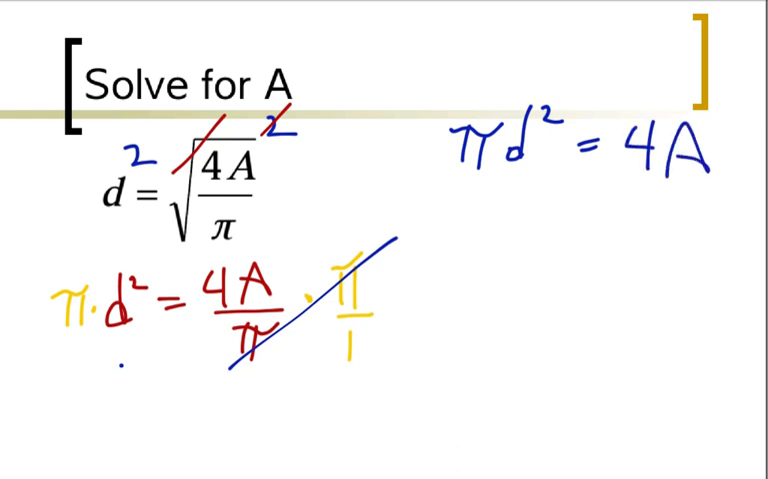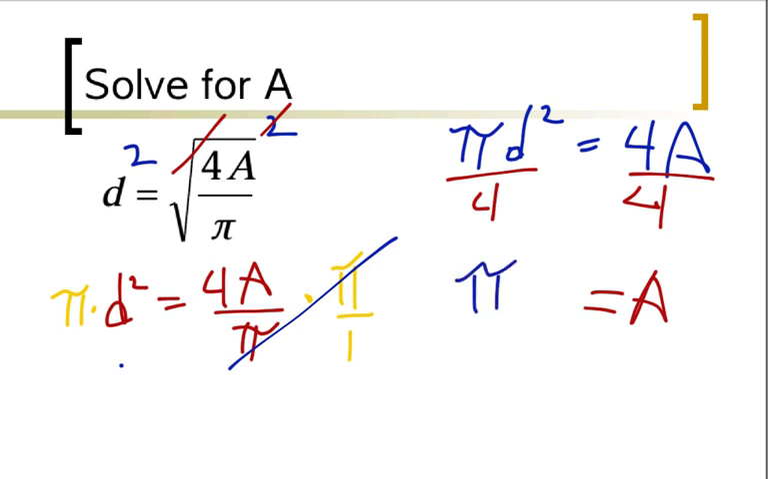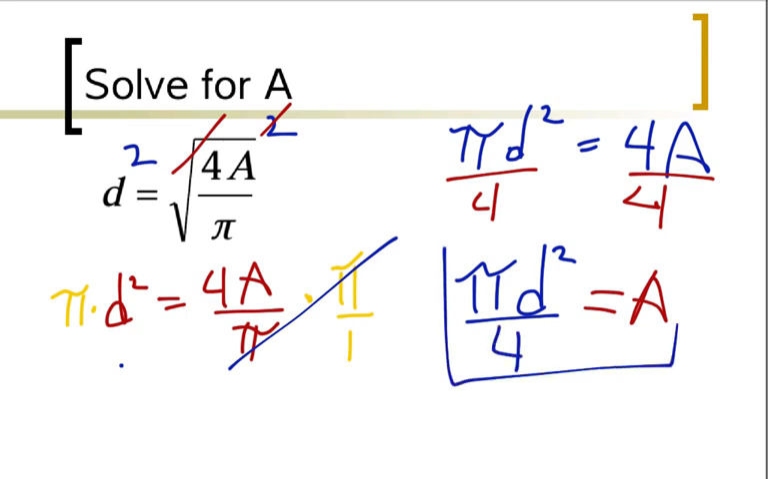So the last thing I have to do is just divide both sides by 4. And you get a equals, and it's probably better to write pi d squared, or d squared pi, it doesn't matter, over 4. Okay? So a is all alone, and so the process with these formula problems is that you just have to do the opposites to get the variable alone.